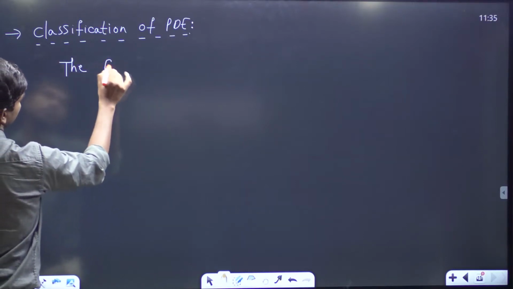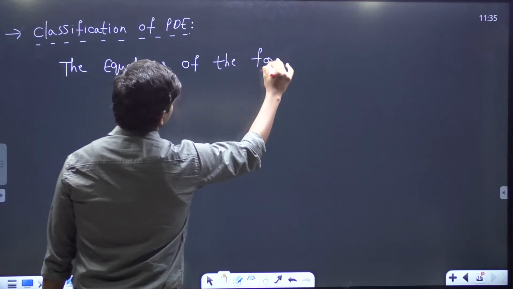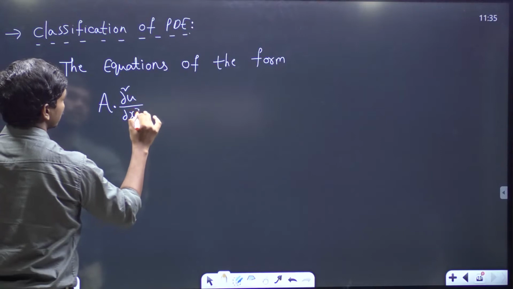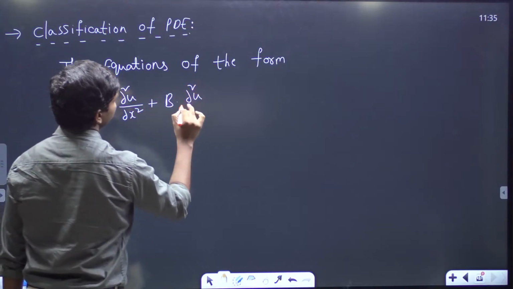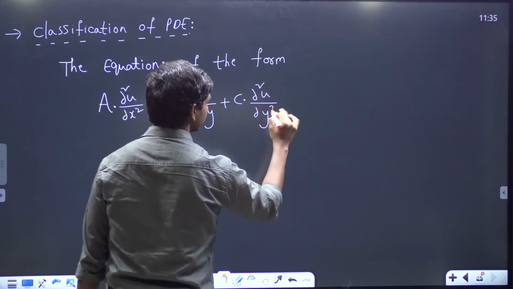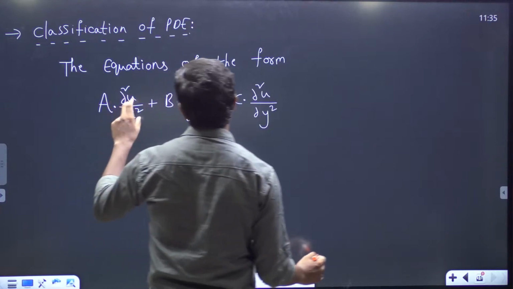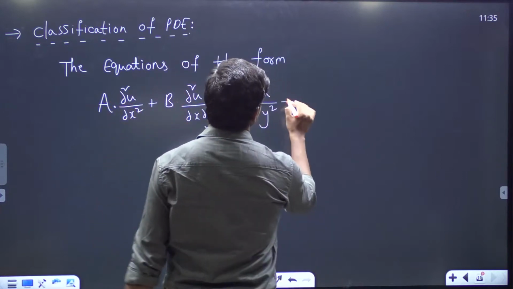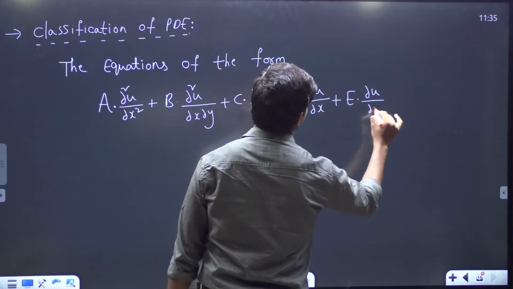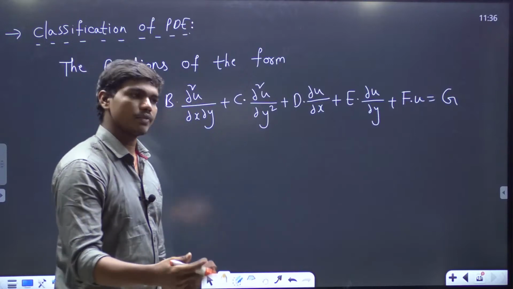The equations of the form A into dou square u by dou x square plus B into dou square u by dou x dou y plus C into dou square u by dou y square. This thing which I am writing is really important for GATE, and 8 times out of 10, questions come from this. So please write down A into dou square u by dou x square plus B into dou square u by dou x dou y plus C into dou square u by dou y square plus D into dou u by dou x plus E into dou u by dou y plus F into u is equal to G, where A, B, C, D, E, F, G are constants, or they can be functions as well.